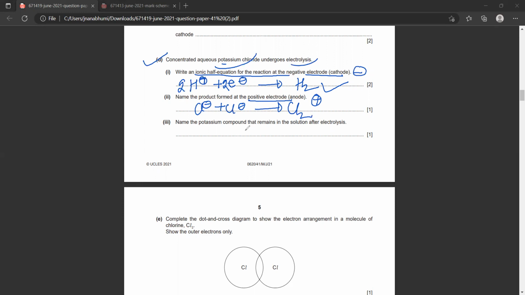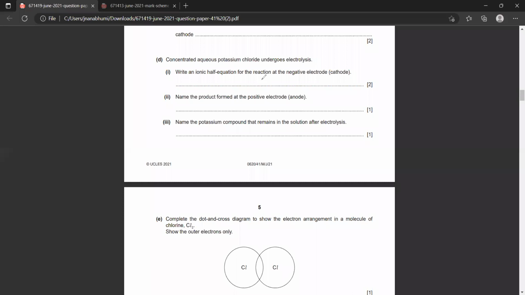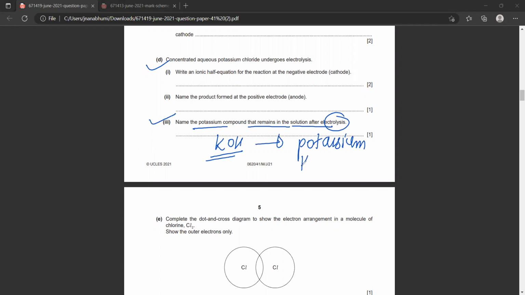Name the potassium compound that remained in the solution after electrolysis. So the third question of D is name the potassium compound that remained in the solution after electrolysis. So it will be potassium hydroxide. This is the chemical formula and the name will be potassium hydroxide. So right up to this point, then we'll solve the next, E.